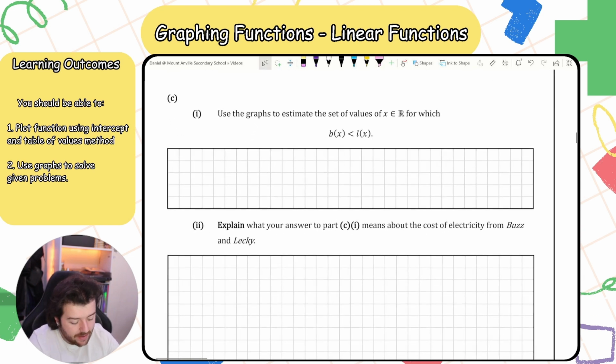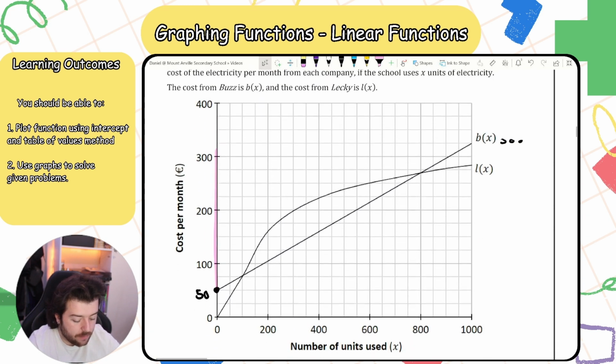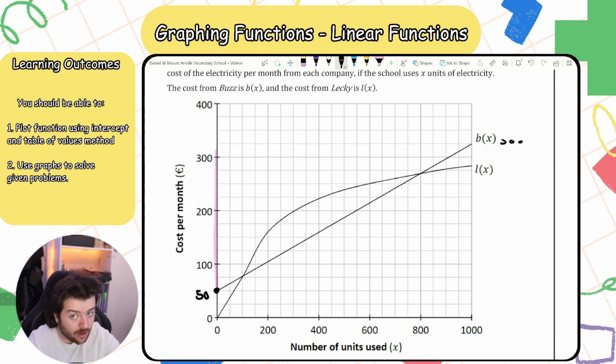Use a graph to estimate the set of values for which Buzz is less than Lecky. I'll be going over this in a later video, but when we say a function is less than another function, we're looking for where it is beneath it. So we're looking for where Buzz is beneath Lecky. And if you see here, between these 2 points, Buzz is less than Lecky, in this region. See how Lecky is actually above it on my graph. So we need to find this region here, and that is going to be 100 and 800.